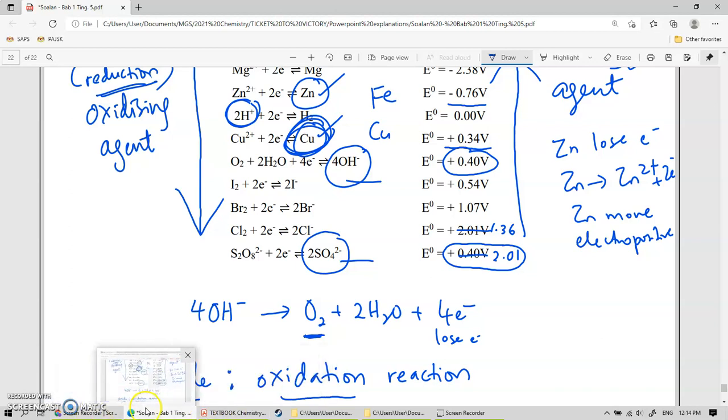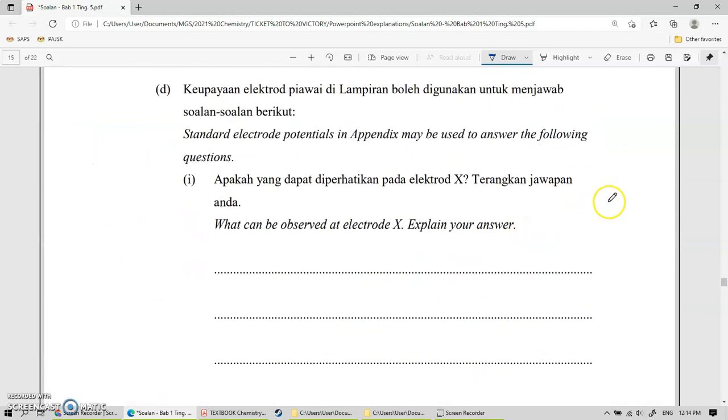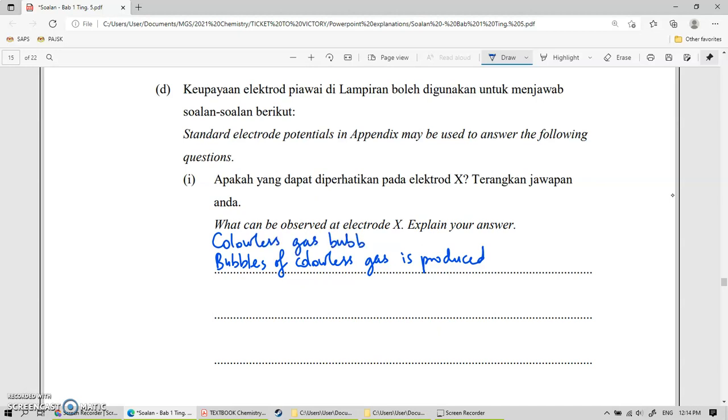So let us write down the answer. 4 marks: one is observe and explain your answer. Bubbles of colorless gas is produced. Or you can also say colorless gas bubbles is produced. That's one answer.